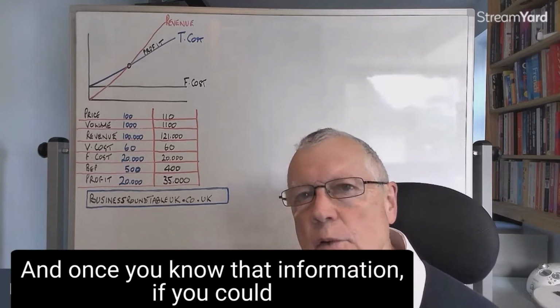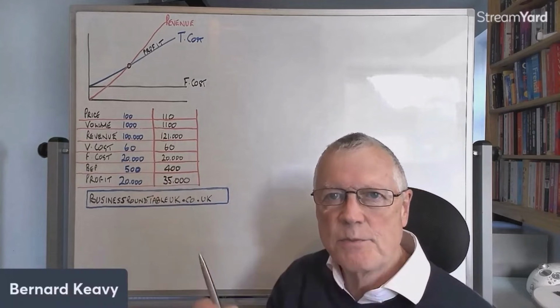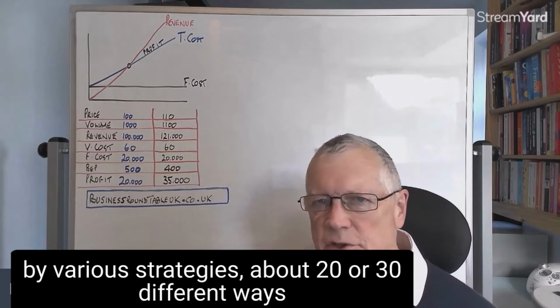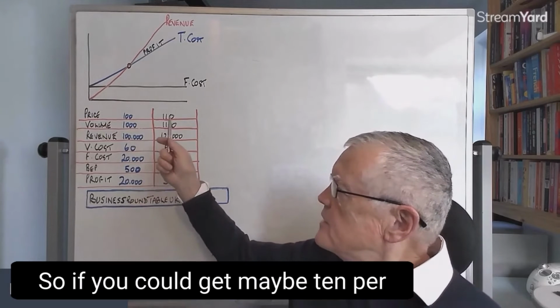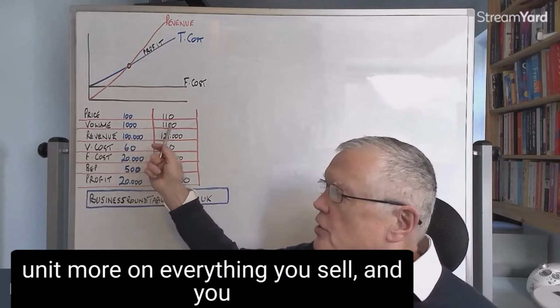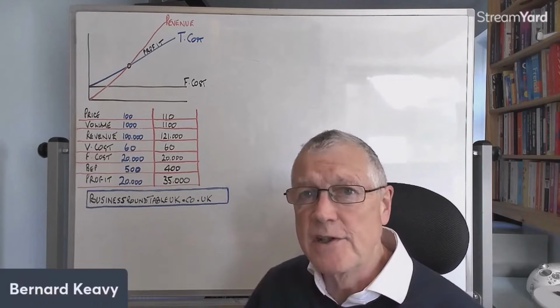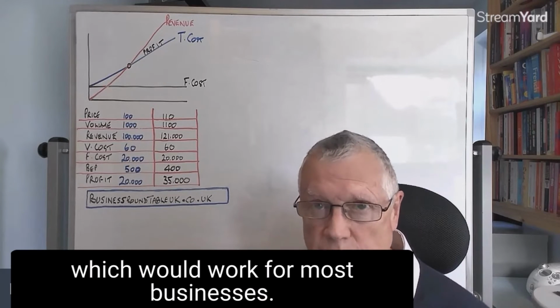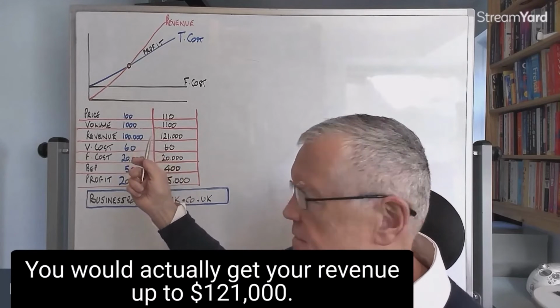Now, once you know that information, if you could work out how to charge 10% more on average by various strategies, about 20 or 30 different ways of doing this, alongside putting your prices up, so you could get maybe 10 per unit more on everything you sell, and you could also increase your sales volume by 10%, and again, there's probably 20 or 30 different ways of doing that, all of which would work for most businesses, you would actually get your revenue up to 121,000.